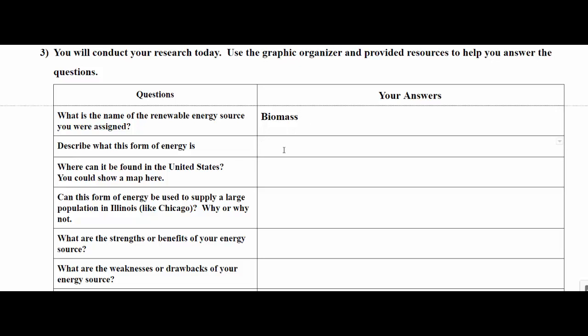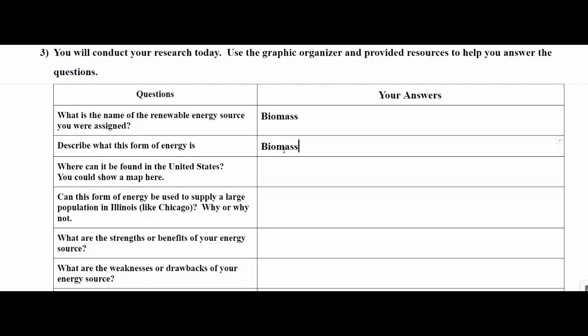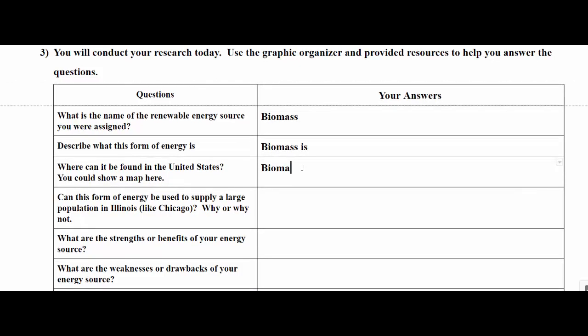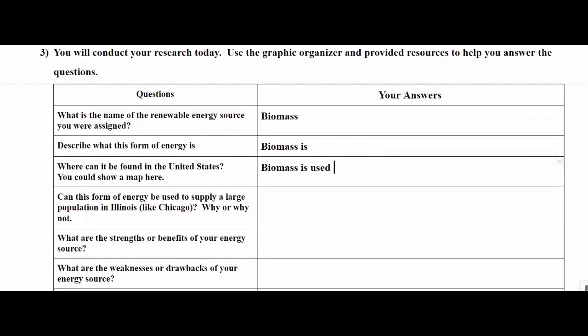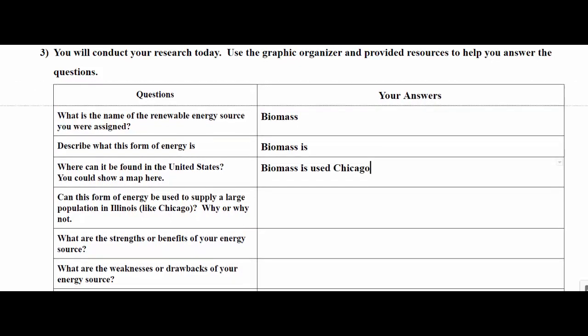For the second one, what is biomass? Describe what it is, where that form of energy comes from. The third question says, where is biomass found in the United States? So look up, where is biomass used in the United States? Then you can tell us cities, you can give us states, like let's say it's used in Chicago. Or even more specifically, let's say it is used in Zion, Illinois.